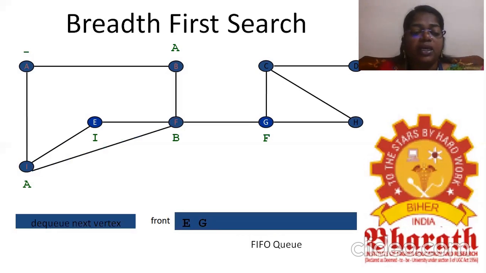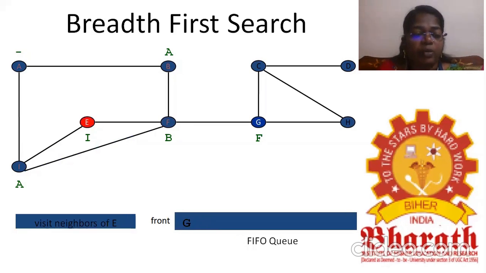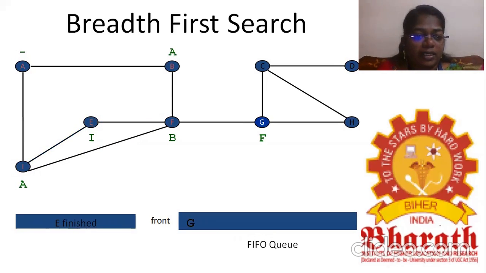We have to DQ the node E and mark it in red color to identify the neighbors of E. So what are the neighbors of E? I is a neighbor of E and F is also a neighbor of E. And we know E is already completed because I and F are already discovered. So we can leave it. And again, we have to check the FIFO queue to see what is at the front. So now node G is at the front.